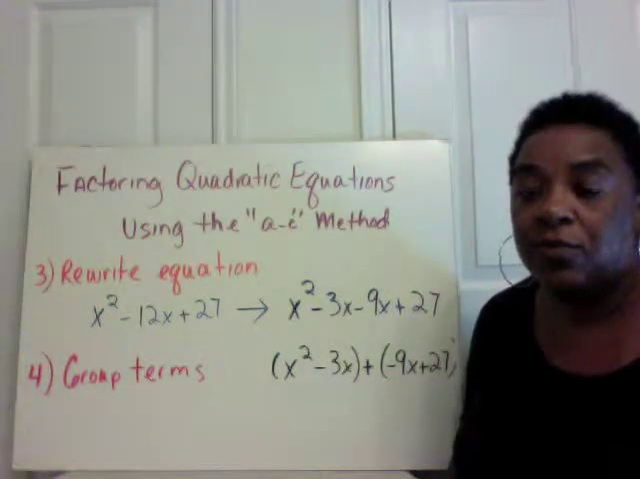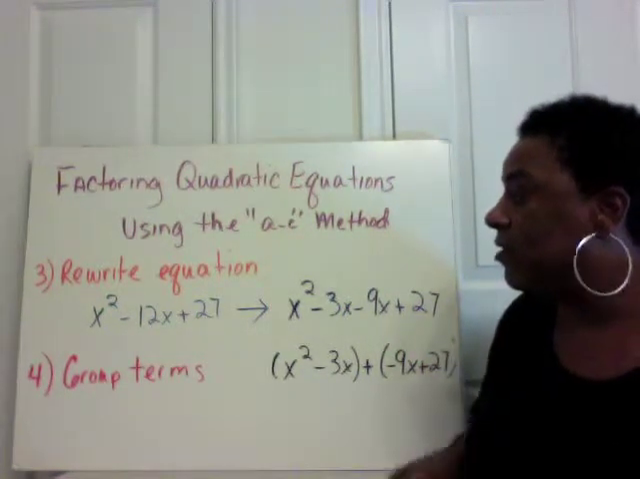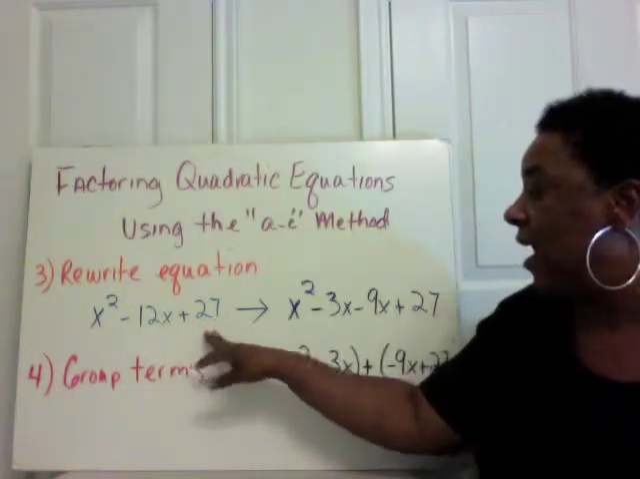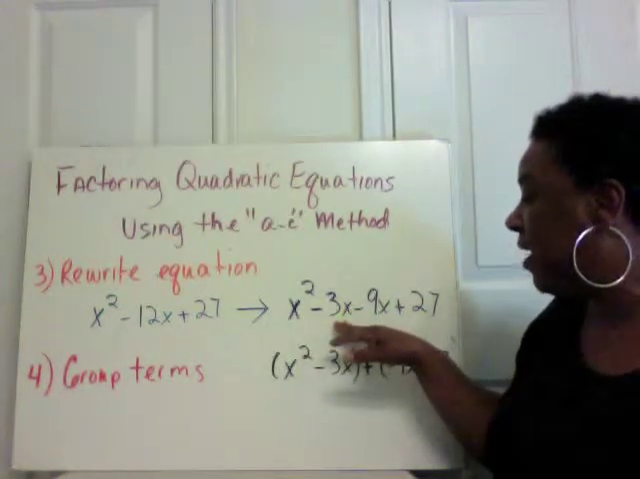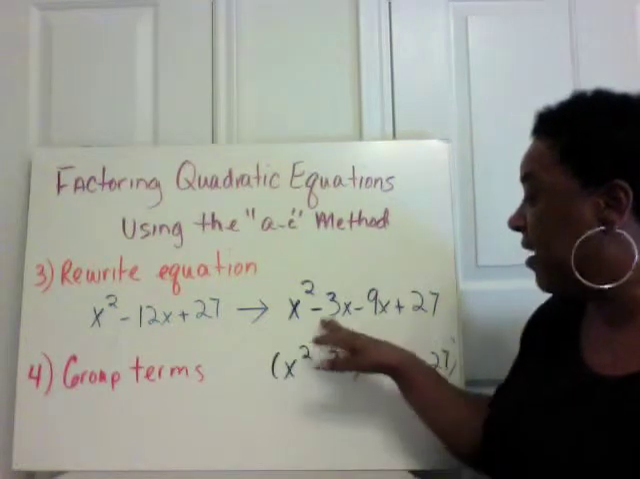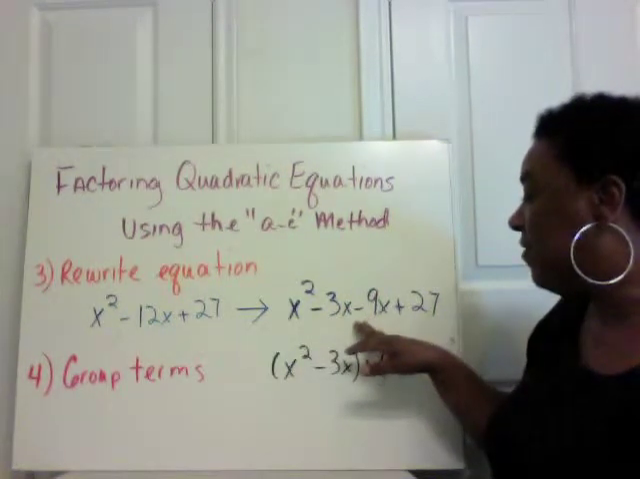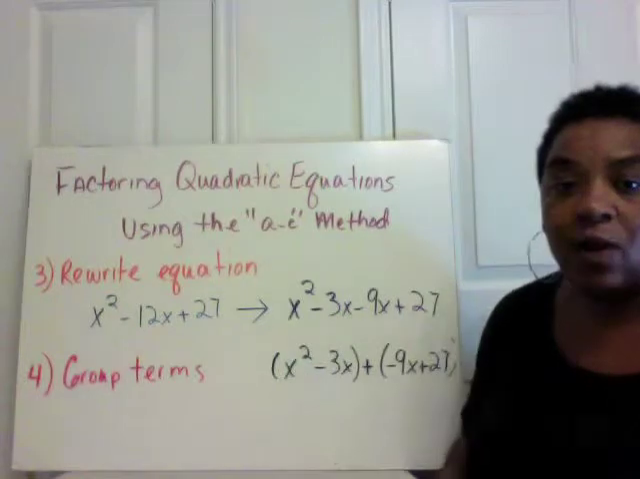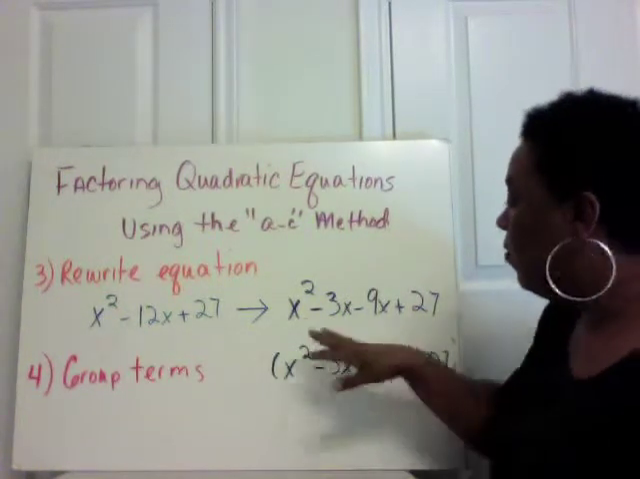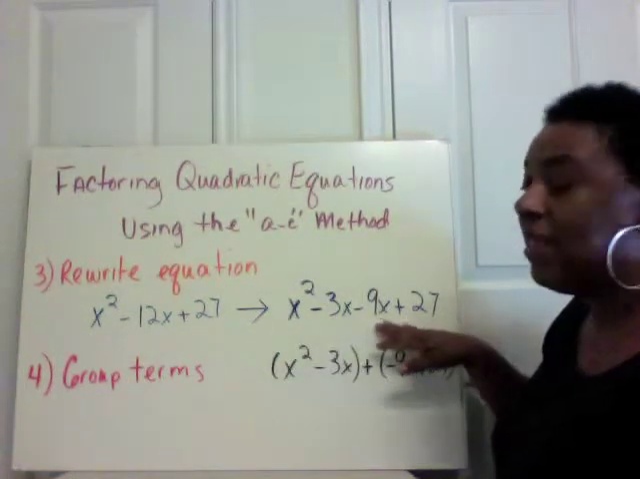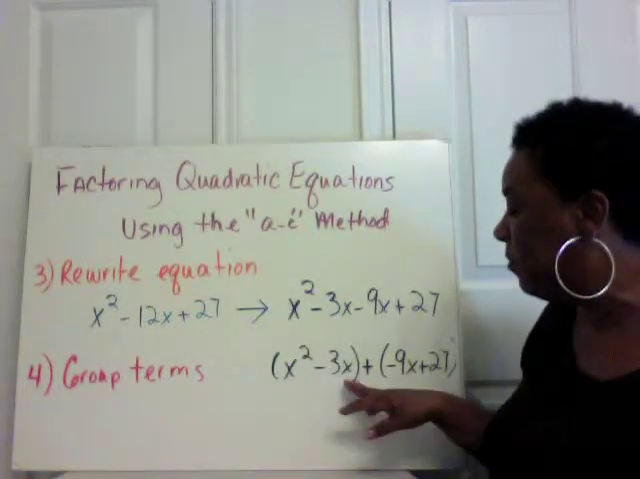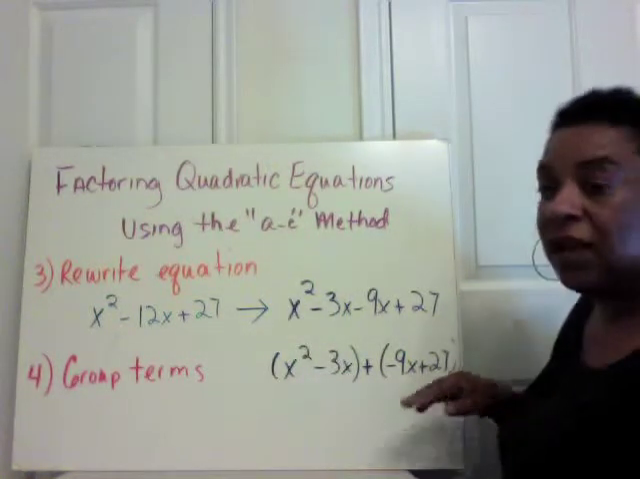So now we can rewrite our equation. So we can rewrite x squared minus 12x plus 27 as x squared minus 3x minus 9x plus 27. And we can see that negative 3x and negative 9x add up to negative 12x. So now we can group our four terms. We'll group the first two terms together and the last two terms together. So we have x squared minus 3x plus negative 9x plus 27.